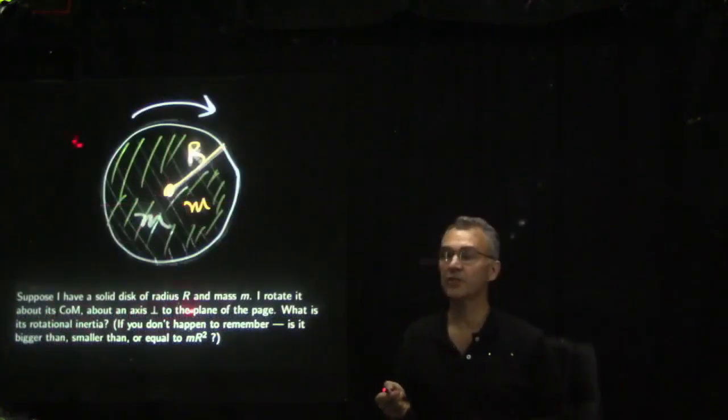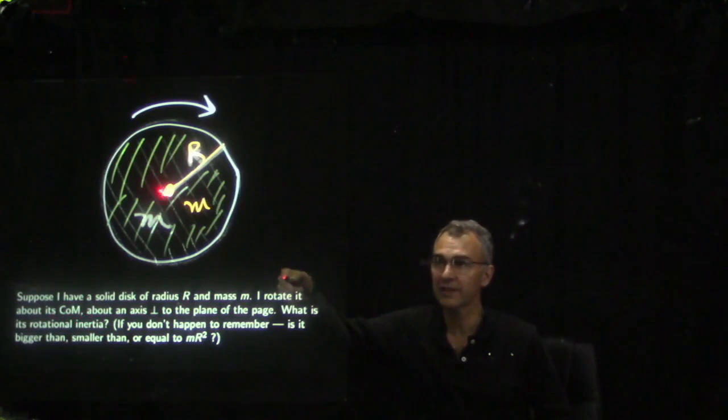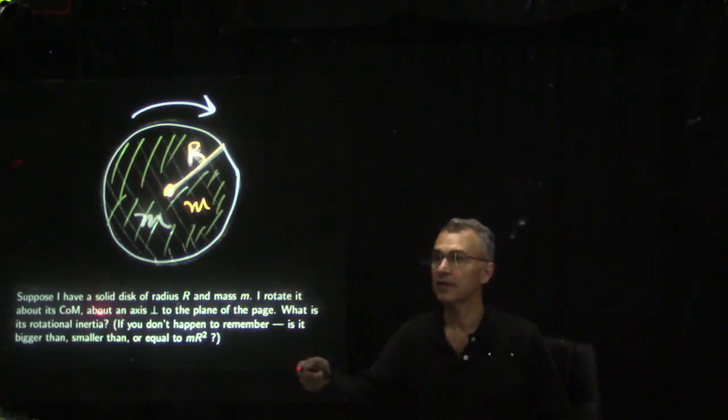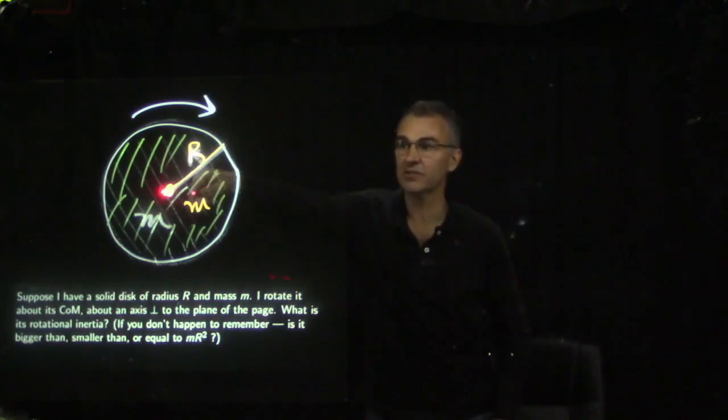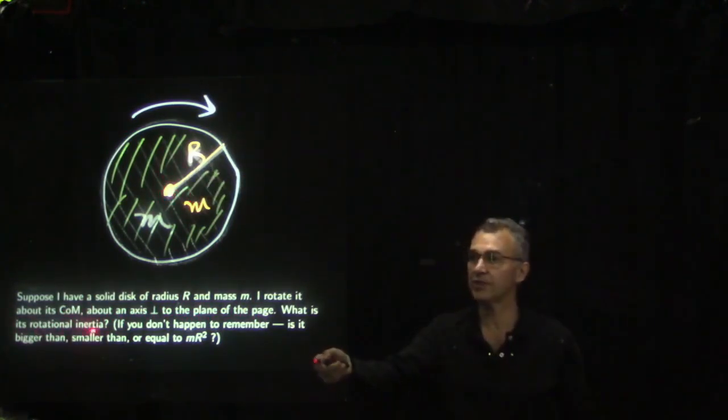Suppose I have a solid disk of radius r and mass m, and I rotate it about its center of mass. I guess the center of mass is in the center if it's made of uniform material. I rotate it about its center of mass, about an axis perpendicular to the plane of the page. Okay, so my rotation axis is basically sticking right out through the page. What is its rotational inertia?